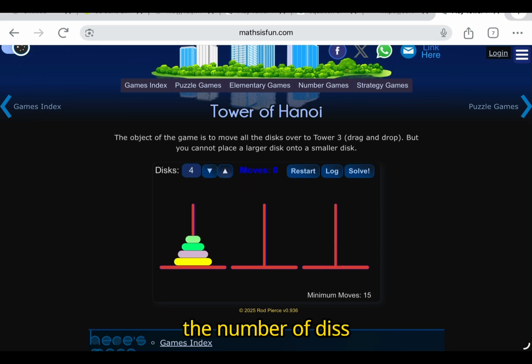Now let's increase the number of disks. We have 4 disks now. Think about it. We need to put the largest disk on the right tower, and the pink disk, therefore, should be put in the middle tower, and the dark green disk should be put on the right tower, and the top smallest disk, therefore, should be put in the middle tower. Therefore, we start by putting the smallest disk into the middle tower, and of course, the second smallest needs to be put on the right tower. Then we put the smallest on top of the second smallest.